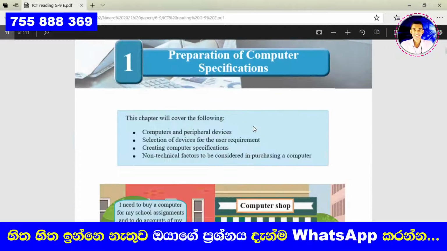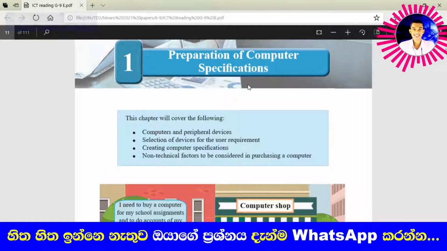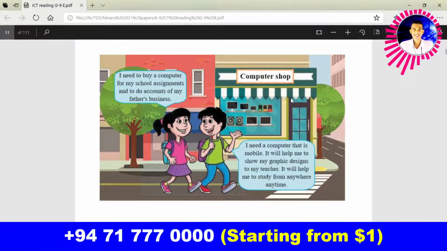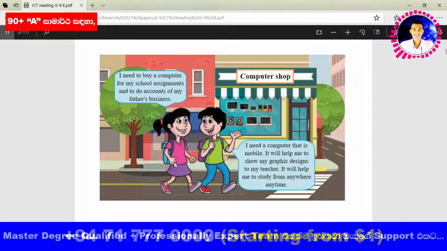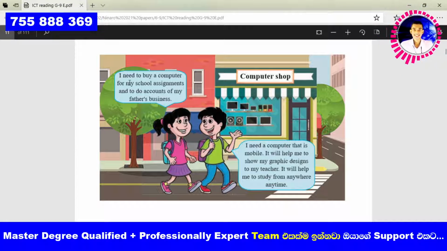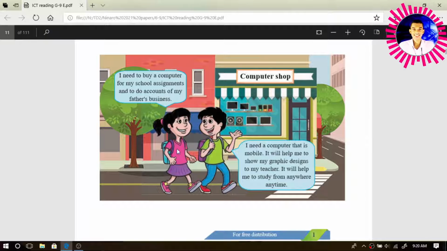The first lesson is preparation of computer specification. There is a nice cartoon image. We can read it. There is a computer shop, and there is a school boy and girl. Let's see what they are talking about. This girl is saying that she needs to buy a computer for her school assignments and to do the accounts of her father's business. As she mentioned, her father is a businessman. Therefore, she would like to buy a computer for her school assignments and also for account-based tasks of her father.